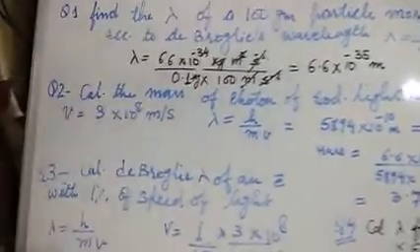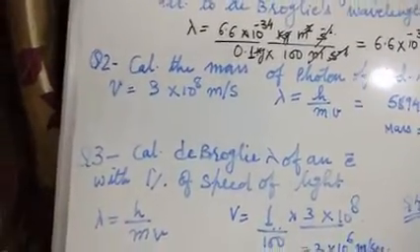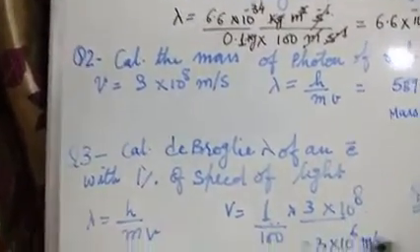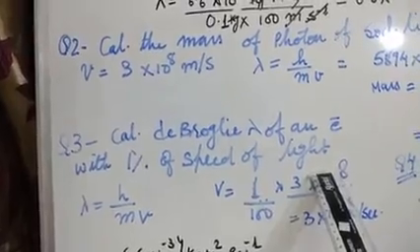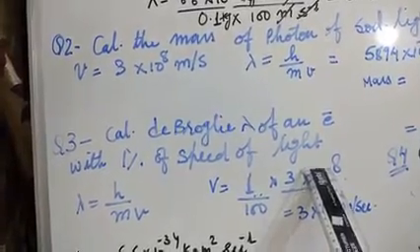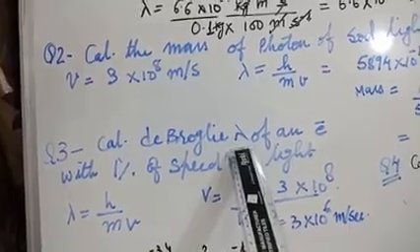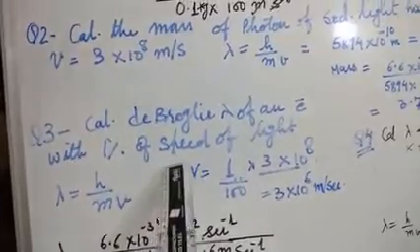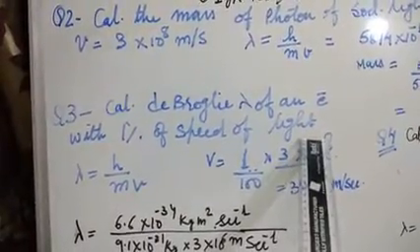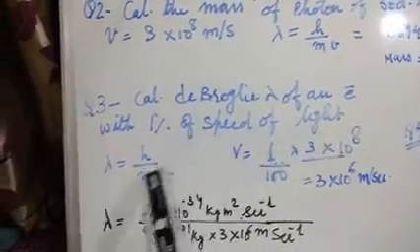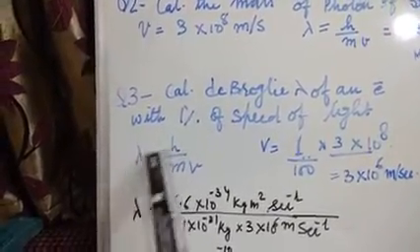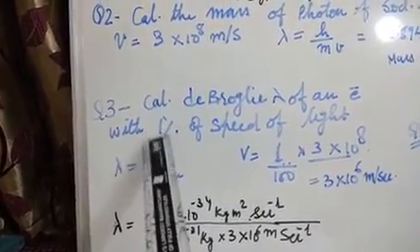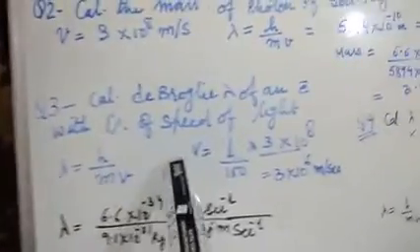Next question I have taken here is calculate de Broglie's wavelength of an electron with 1% speed of light. Here they are saying that calculate wavelength of an electron which is moving with 1% of the speed of light. Velocity is given to you, students. So here formula is again the same. Lambda is equal to h upon mv, but v here is 1% speed of light. So that we have to calculate.